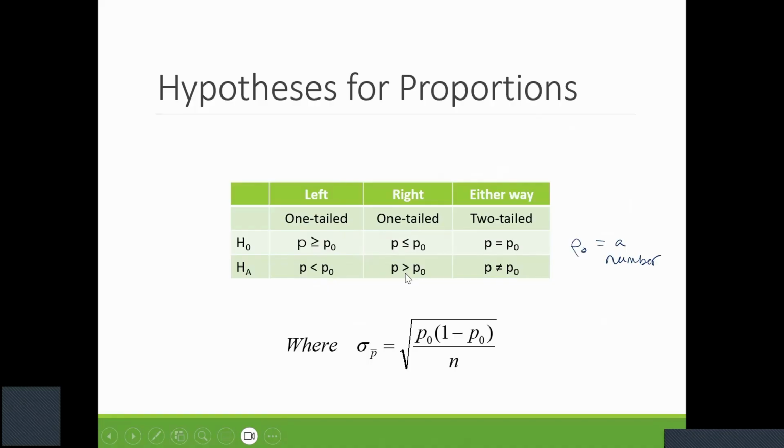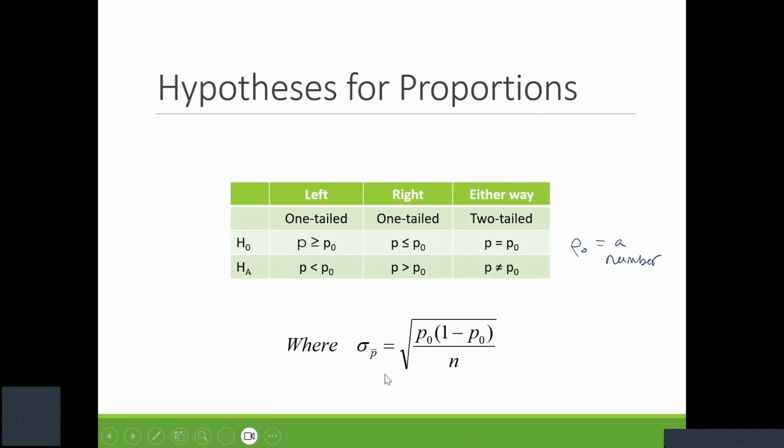The right one-tailed test says, I'm only interested in looking at evidence of the proportion being greater than a number. Don't care if it's less. So the alternate is rho is greater than the number, and then the null is that rho is less than or equal to. Note that the equals part is always in the null. The equals part of these two, and equals by itself, is always in the null, and then the alternate is something else.